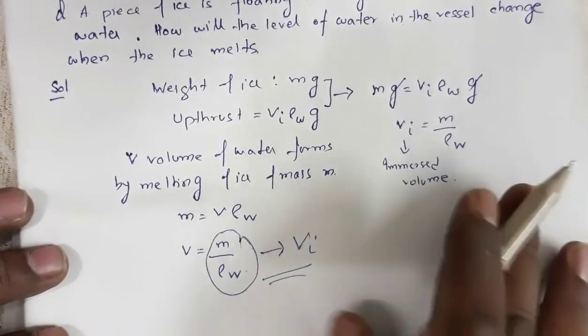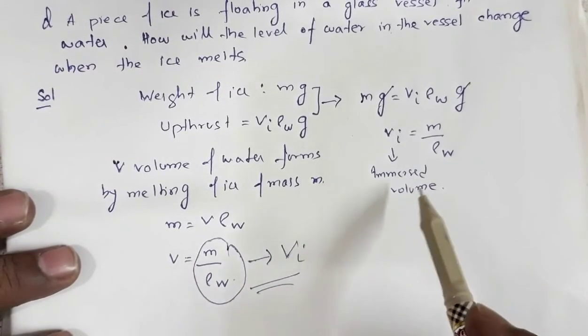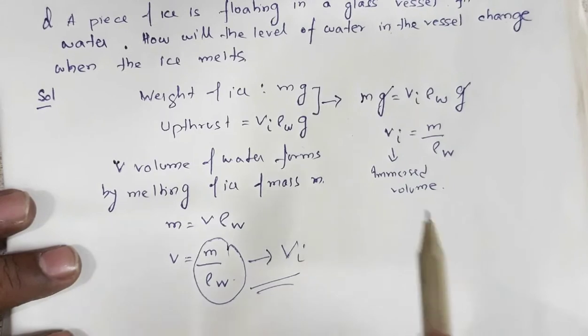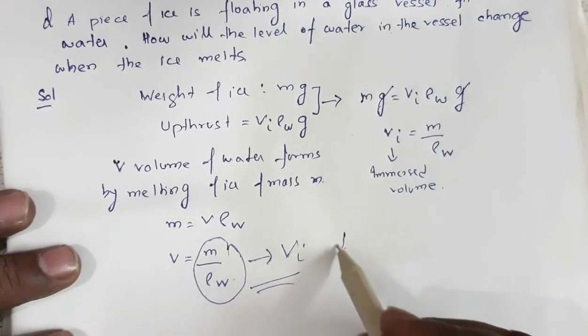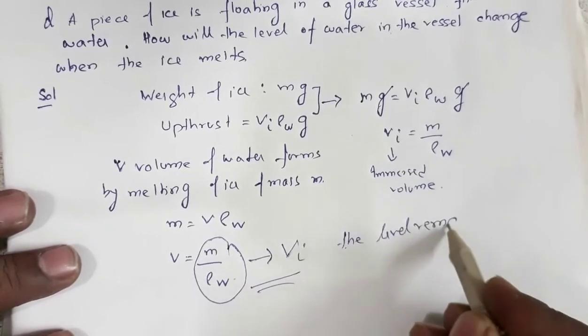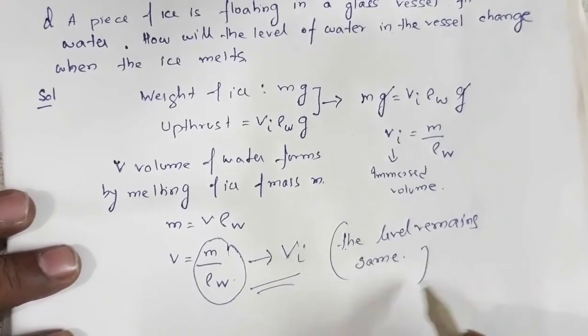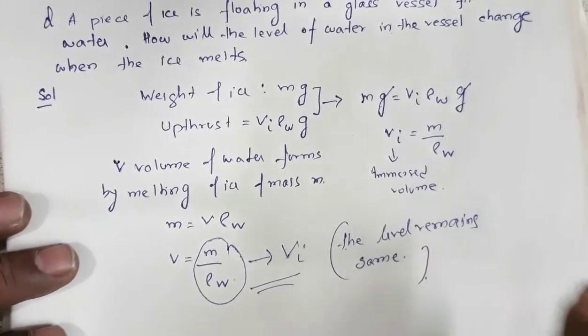So what does that mean? That means the level of water will remain the same because the volume has not changed. The conclusion is the level remains the same. So this is the final result.